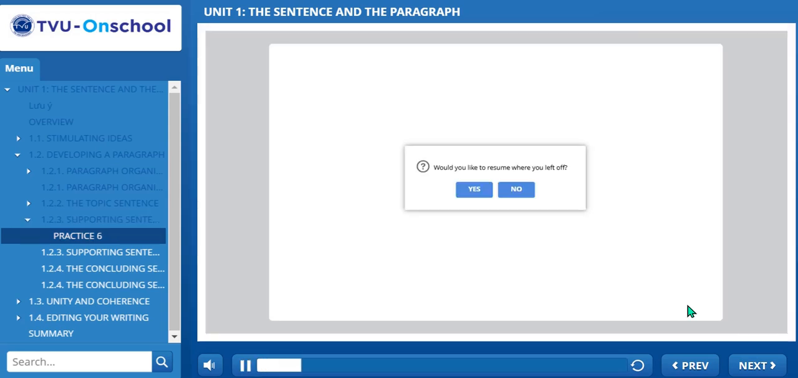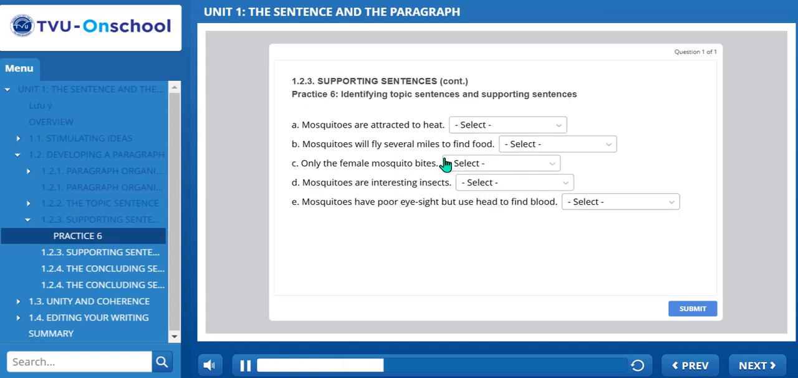And now it's the time for us to do some practice to consolidate our understanding of the supporting sentences. In this exercise, we need to identify topic sentence and supporting sentences. You need to identify which sentence is TS and which sentence is SS.